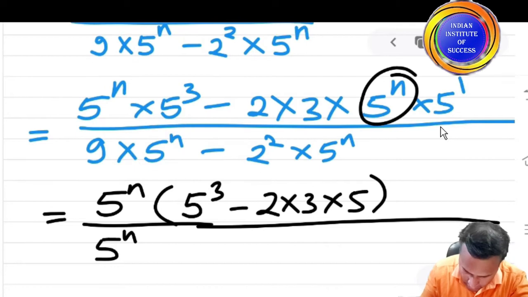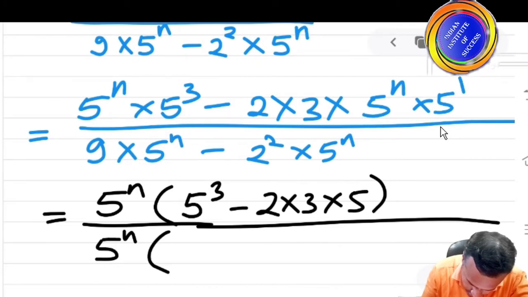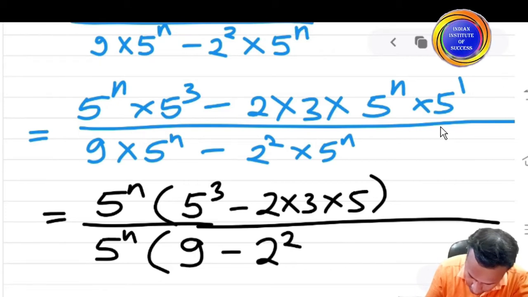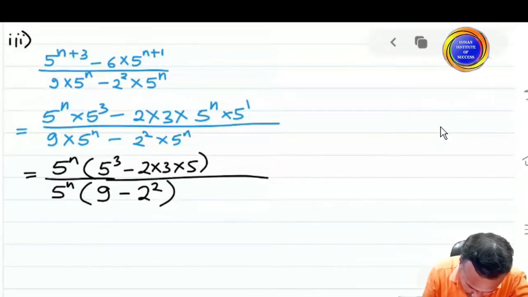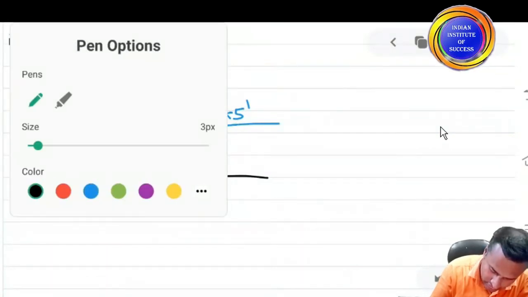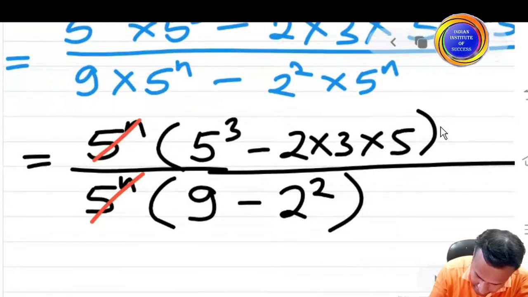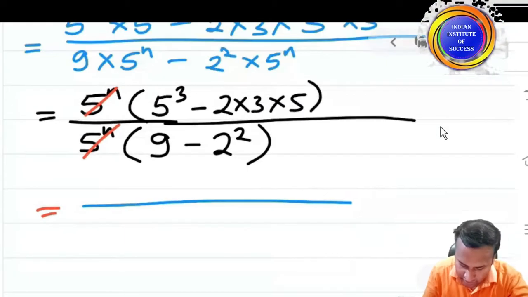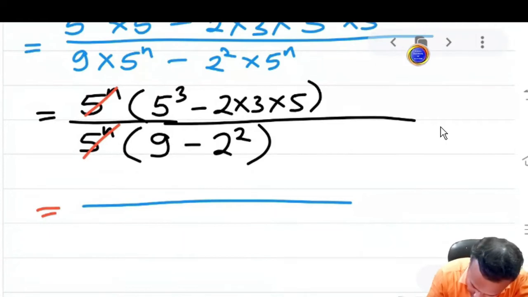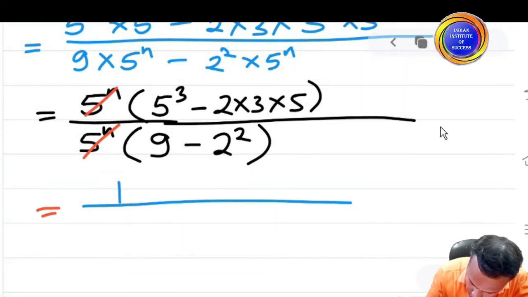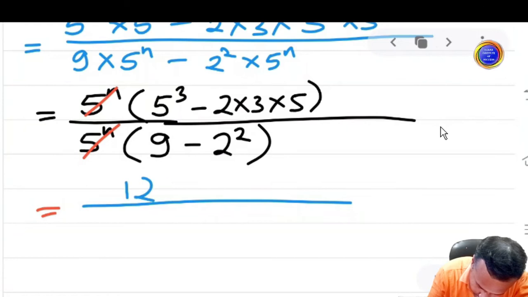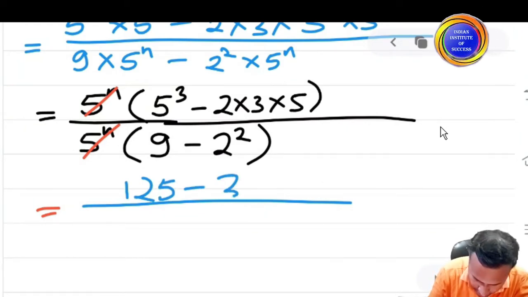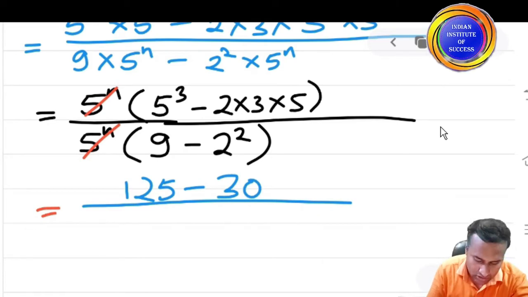Okay, so now what will happen? Downwards 9 minus 2 raised to 2. Okay, now after this we can cancel out 5 raised to power n, 5 raised to power n. Now we will have 5 raised to power 3 means 125. Okay, 125 minus 2 3 6, 6 5 are 30.